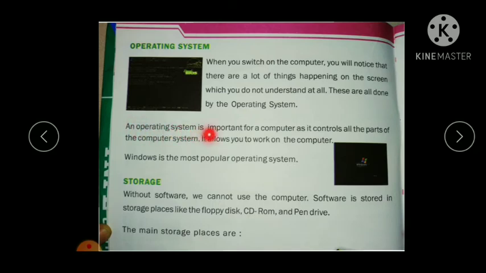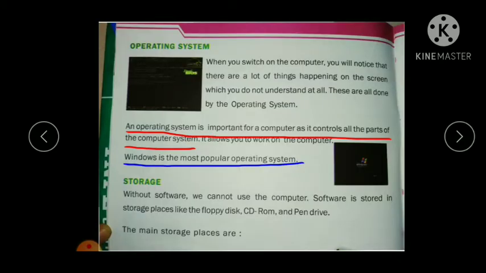An operating system is important for a computer as it controls all the parts of the computer system. So what is an operating system? It is one of the important parts of a computer, and it controls all parts of the computer system. It allows you to do work on the computer.